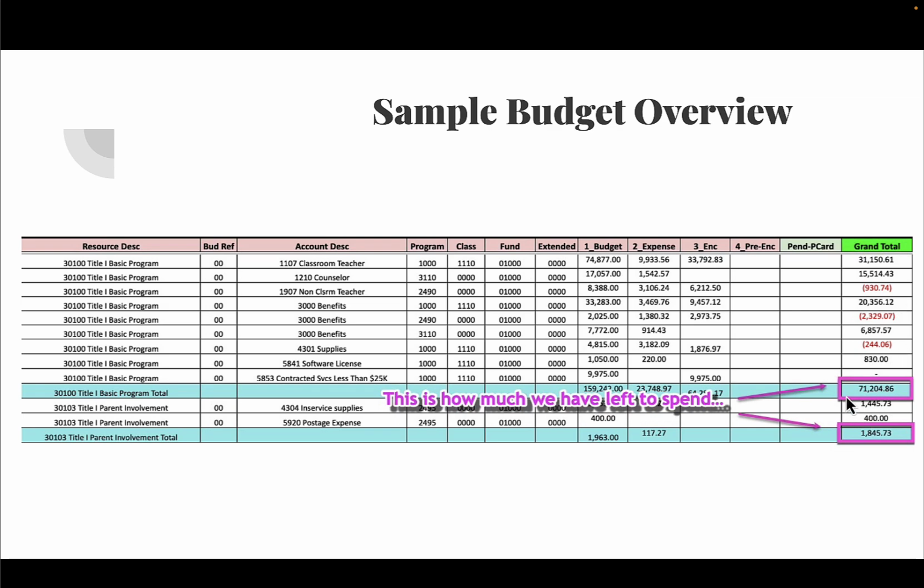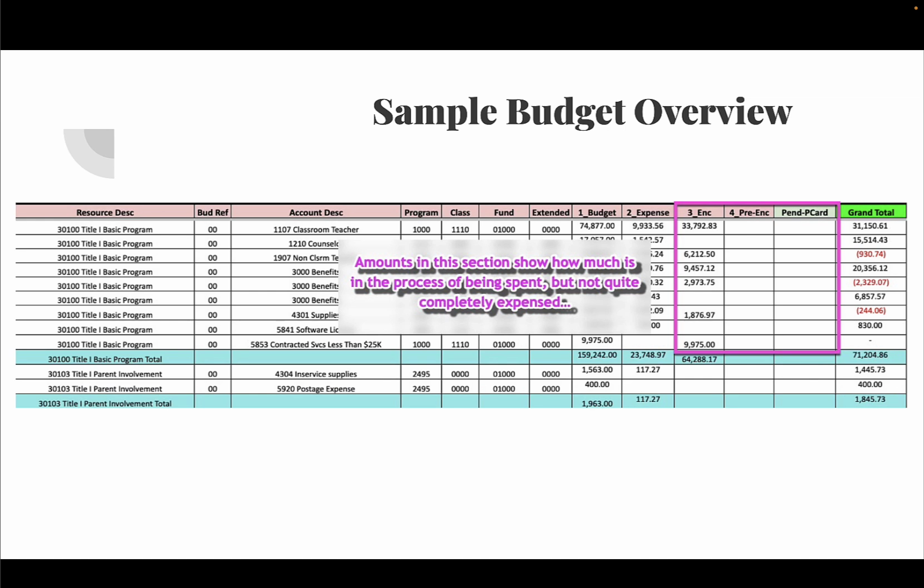So yeah, this gives you a sense of how much money is left to spend. And then these columns here are used to communicate how much is in the process of being spent, but not quite completely expensed. So there's a couple of items here. First of all, we see that pended P-card column. That is kind of like the school's debit card.